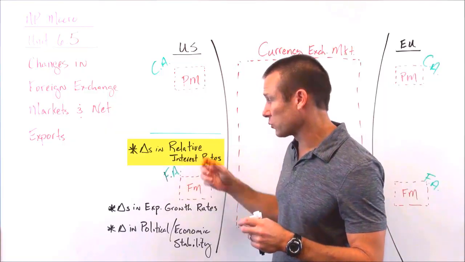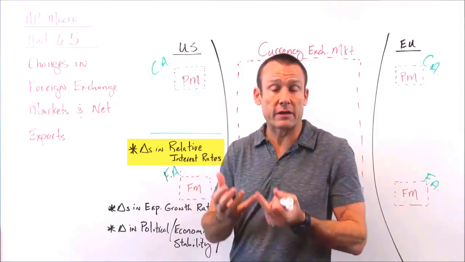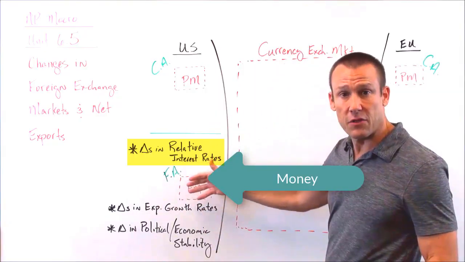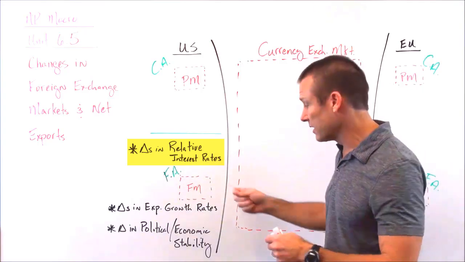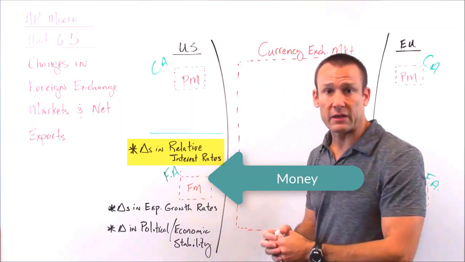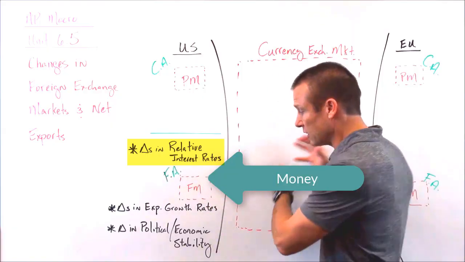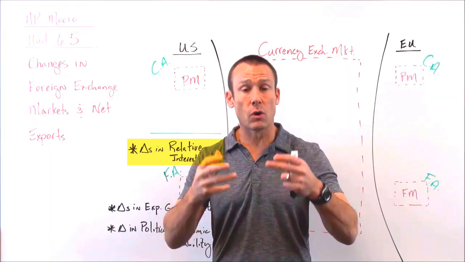Let's talk about the first one, changes in relative interest rates. If, say, the United States interest rate goes up, people are going to want to put more financial capital in those markets. Money goes where interest rates are higher, okay? So if interest rates go up here, money's going to flow towards the U.S. financial market. That flow of money internationally towards U.S. financial markets is going to cause the dollar to appreciate.